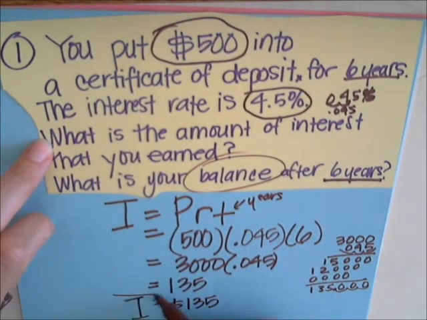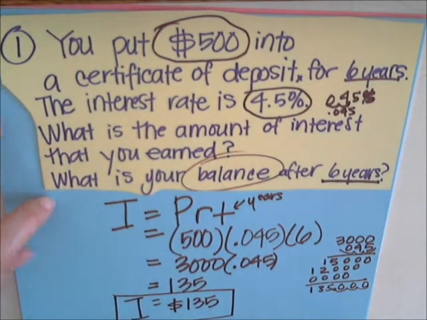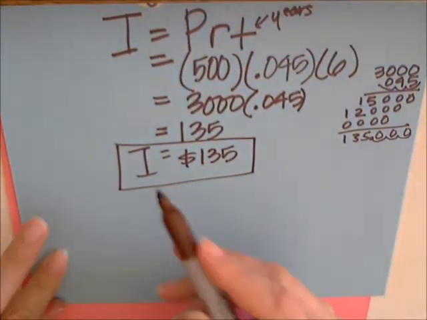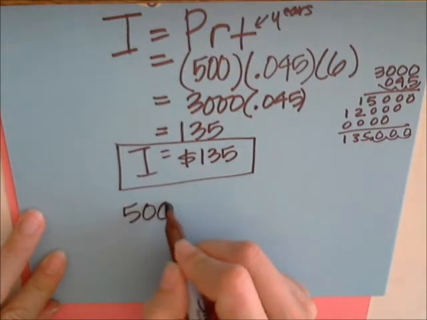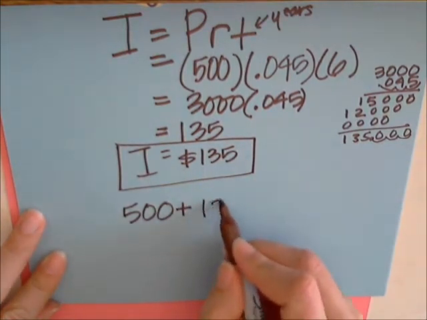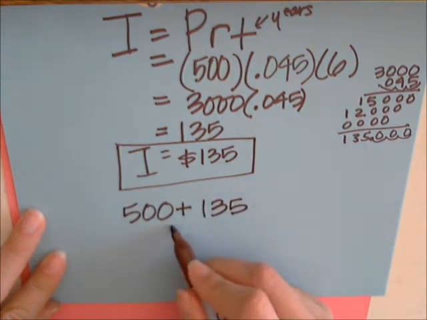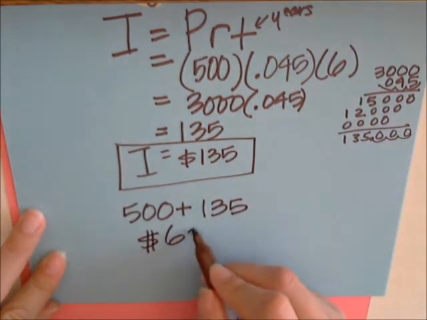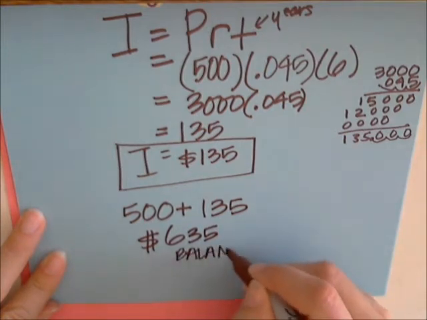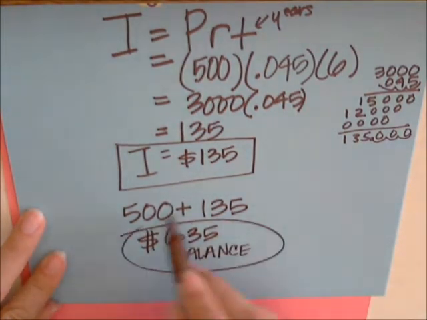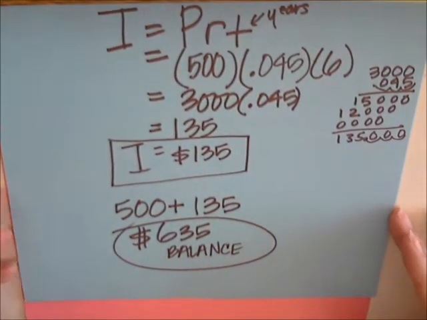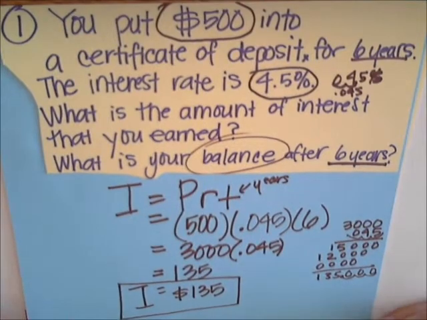The next question is, what is my balance after 6 years? So my balance after 6 years is going to be the principal of $500 plus the interest that I made of $135. That equals $635. That is my balance. So not bad for just putting money in the bank and letting it work for me. Yay. Okay, so this is an example of us putting money in the bank.